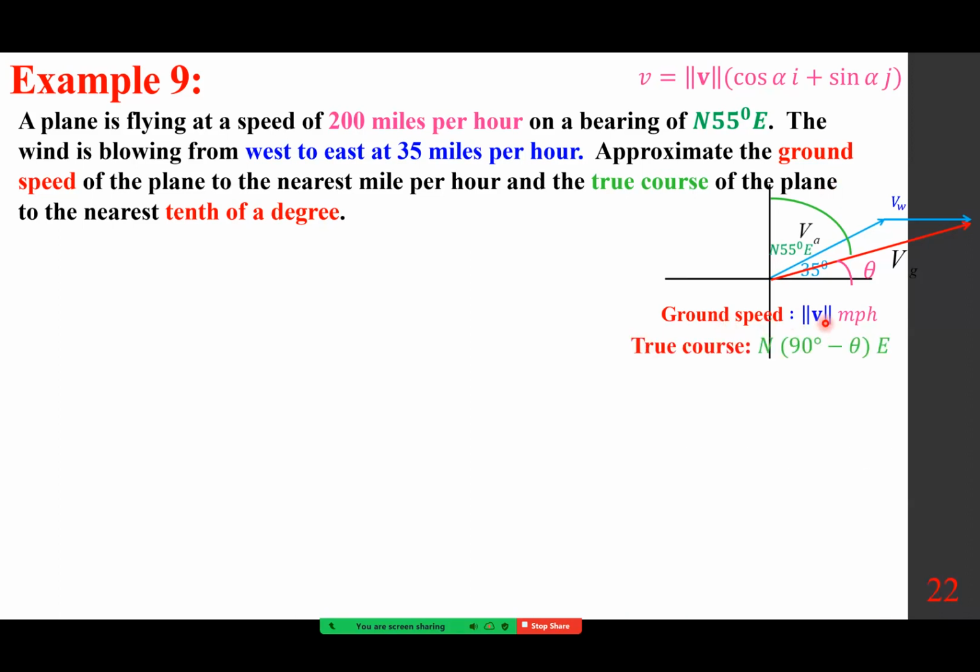The ground speed is the magnitude of V, in miles per hour, because both of them are miles per hour. The true course is north, east, and the angle is 90 minus theta. So when we find theta, we subtract it from 90, and that gives us the true course. So that's understanding the question.